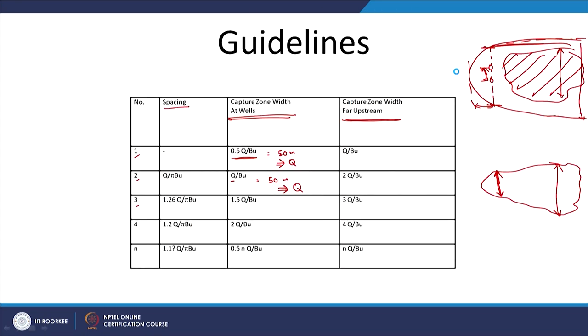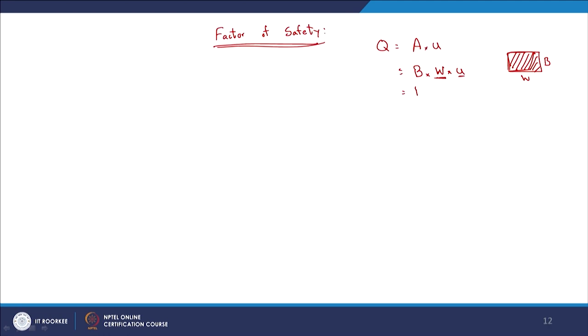I can get that from here, and that's equal to my capture zone width at the wells, 0.5 Q by BU. So B into 0.5 Q by BU into U. What do I see? It's equal to 0.5 Q, where Q is the rate of pumping. So what have we looked at? The groundwater flow rate through that particular cross section is going to be half of what we are actually pumping out. The factor of safety lies in that: if you look at the design, we are actually pumping out twice the minimum amount of water required to capture the plume.